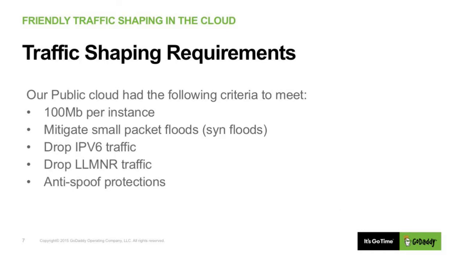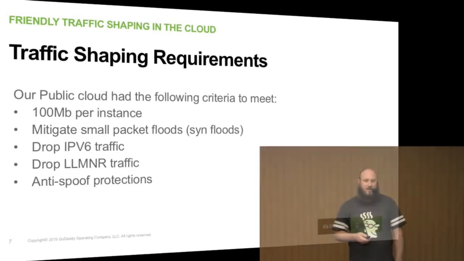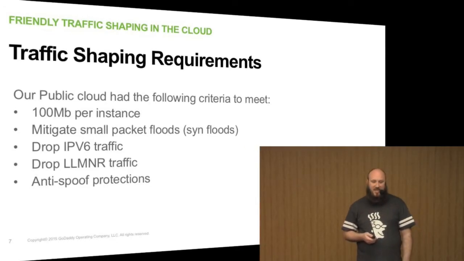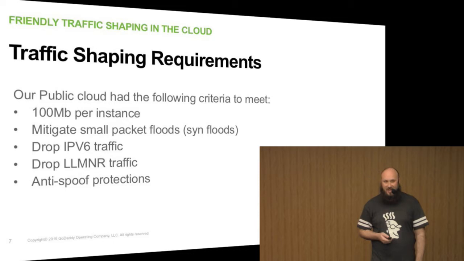So this is a use case that we had where we had some requirements. We limited to 100 megabit per guest. We wanted to mitigate flood attacks going outbound from our VMs. We wanted to drop all of our IPv6 traffic because we're not using it at all. And we wanted to drop the LLMNR traffic, which is the Windows auto discovery traffic that's just noisy all around. And we also wanted to make sure that there's anti-spoof protection so that people can't do nefarious things.